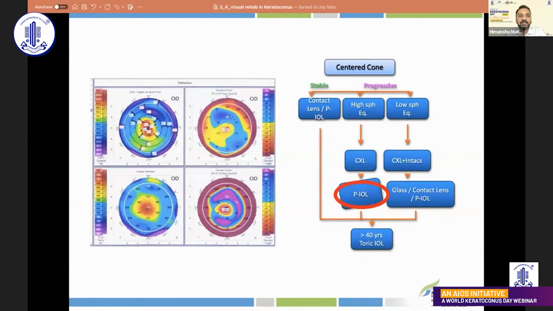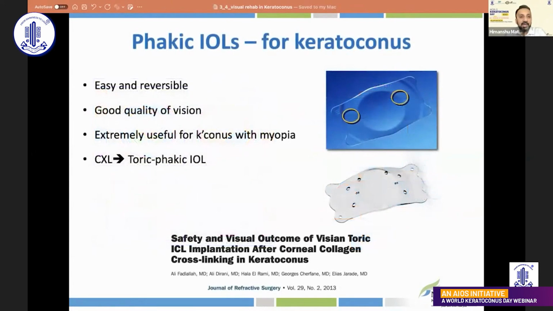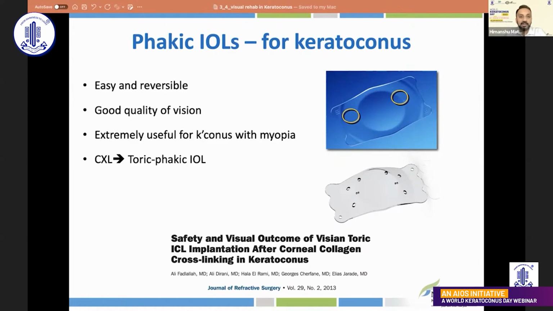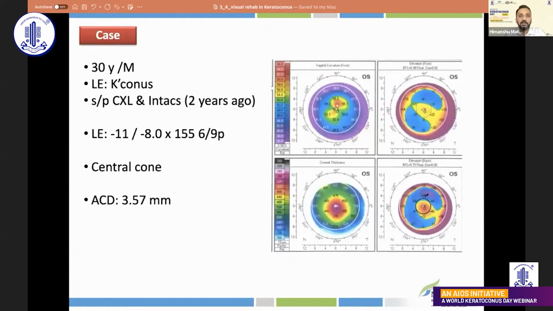Now, where does it fit? A cone which is relatively centered, which is stabilized using cross-linking, and for the visual rehabilitation, we can consider. It's a very simple treatment, easily reversible, and gives you very good quality of vision. And it's extremely useful in cases of keratoconus with myopia or keratoconus with relatively high power. First, these corneas have to be cross-linked. And after waiting for probably 6 to 12 months, when the cornea is stable, we surely can think of toric phakic intraocular lenses. There are quite a few of them in the market, and we are spoiled with the choice in our country.